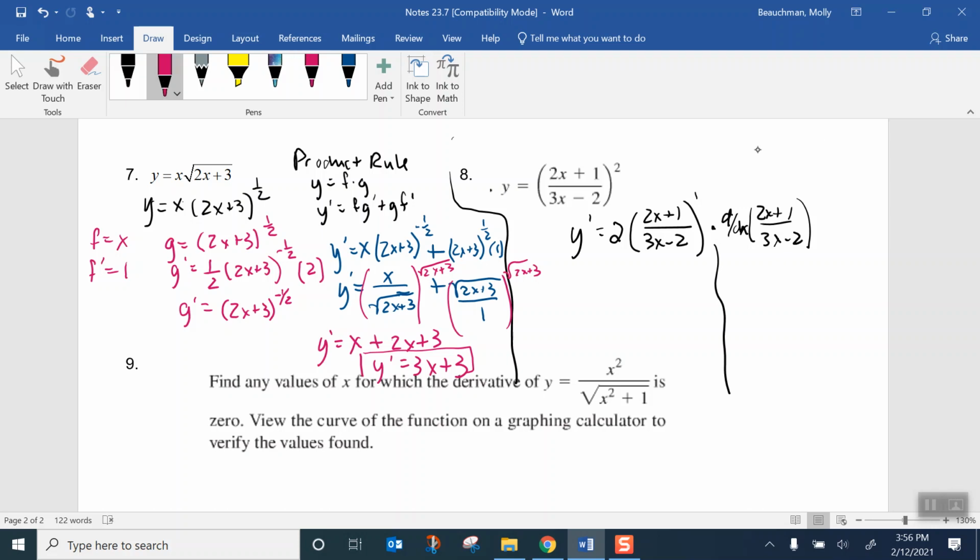So the quotient rule, just a reminder, if y is equal to f divided by g, then y prime is equal to g f prime minus f g prime over g squared. So the derivative is going to equal the denominator, which is 3x minus 2, times the derivative of the numerator, which is 2, minus the numerator, 2x plus 1, times the derivative of the denominator, which is 3, all over the denominator squared.